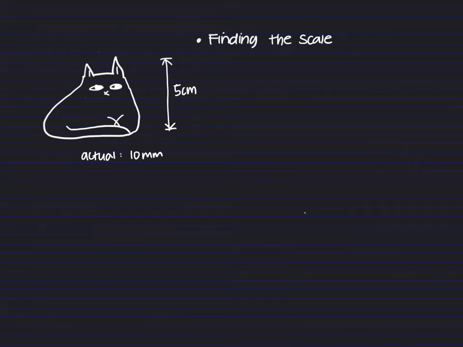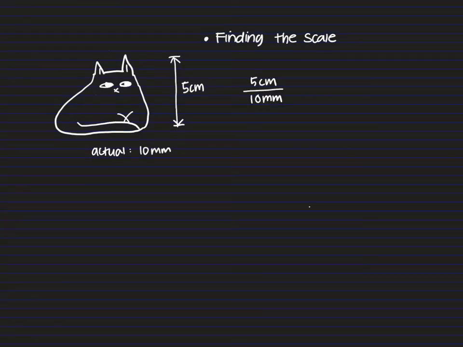What I'm going to do is set up the proportion so I can solve for the answer, which is finding the scale. Okay, so I have 5 centimeters, which is the drawing length, and I also have 10 millimeters, which is the actual length. What I can do is simplify these numbers, so my scale is going to be a simplified version of the factor. So in this case, I divided both sides by 5. So I have 1 centimeter on top and 2 millimeters on the bottom.